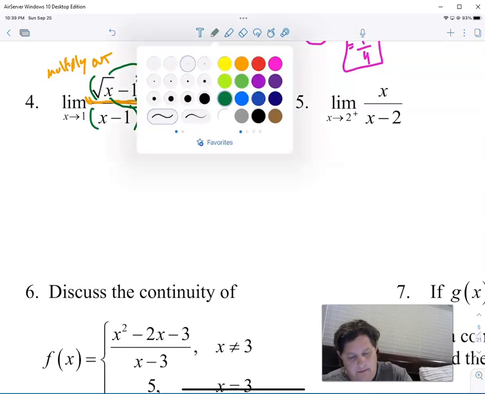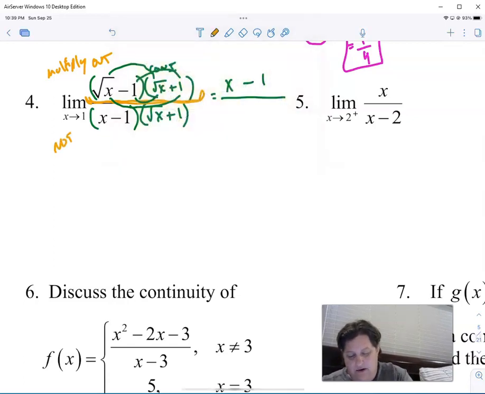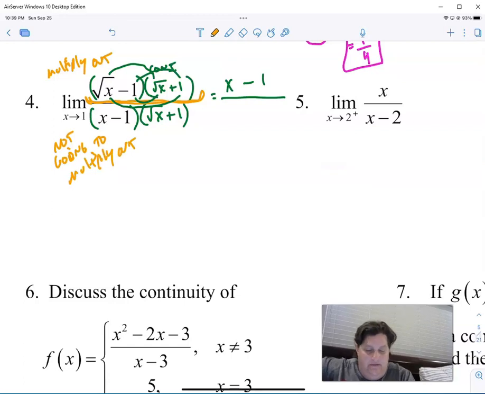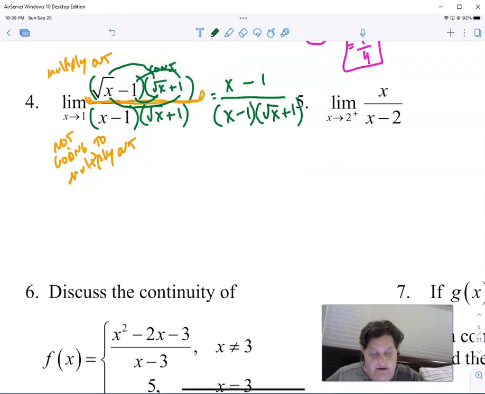Now, on the bottom, we are not going to multiply out whichever one is not the conjugate. Sometimes it's on the top, sometimes it's on the bottom. We're going to leave it separate. Do you see why? So I algebraically manipulated that into this new equation.